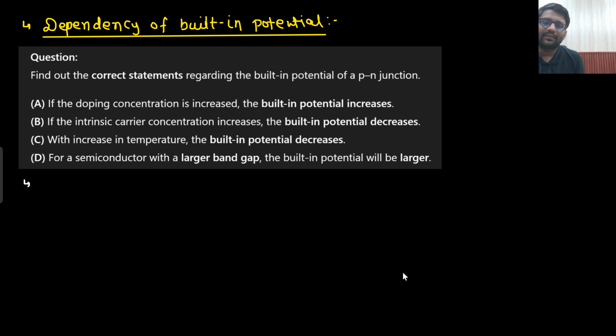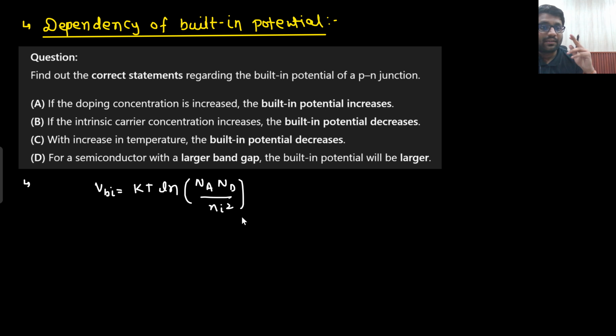So what they are asking is that built-in potential will increase with the doping concentration. So what is the formula of built-in potential? You know, sir, kT ln Na Nd by Ni square. So Ni square will be a constant value when it is compared with doping. If I am doping, it means I am increasing Na, I am increasing Nd. What does that mean? My V built-in will also increase. First statement is true. If doping concentration is increased, then built-in potential will also increase.